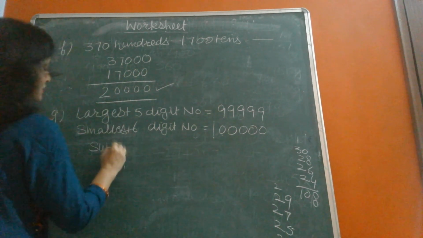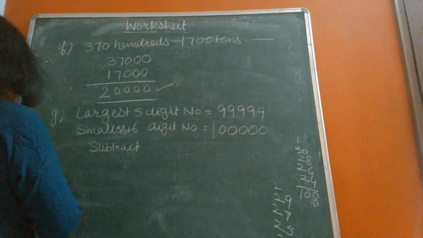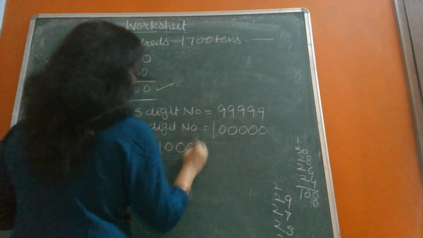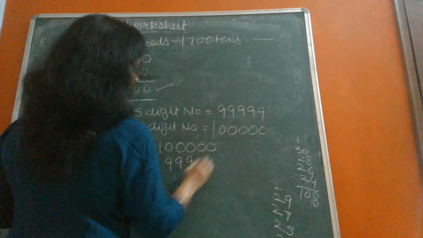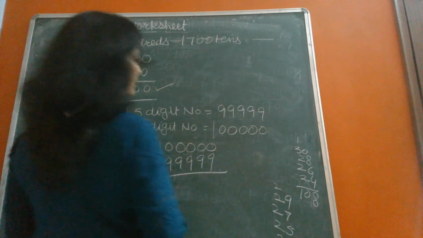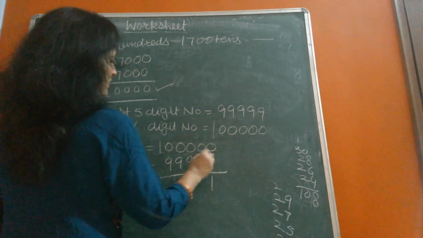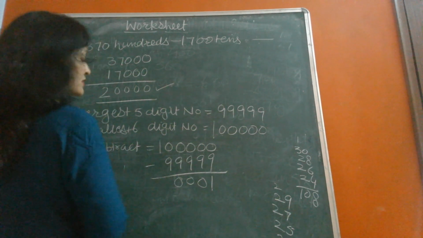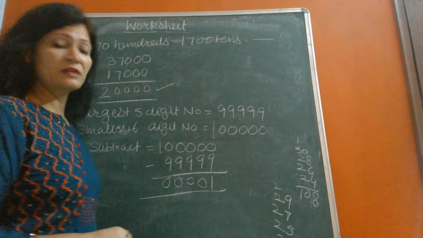The question is: the largest 5-digit number subtracted from the smallest 6-digit number. The smallest 6-digit number is this, and the largest 5-digit number is 99,999. Now subtract it. 10 minus 9, 1. 9 minus 9, 0. Again 9 minus 9 is 0. What is the answer here? 1 is the answer.